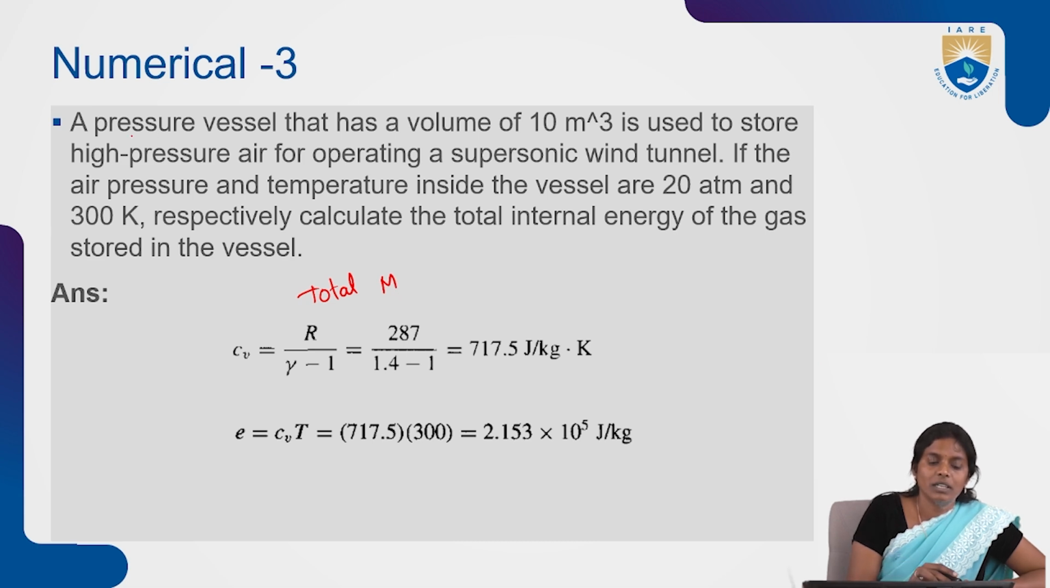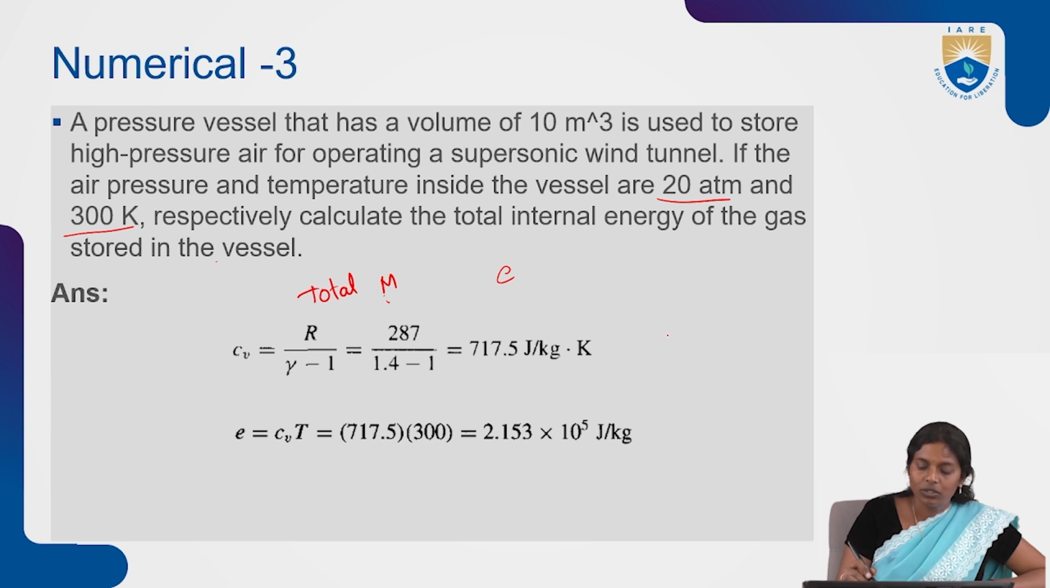In that one, they considered a pressure vessel that has a volume of 10 meter cube, used to store high pressure air for operating a supersonic wind tunnel. The air pressure and temperature are 20 atmosphere and 300 K respectively. In numerical one, they asked us to find the total mass stored in the vessel. Now in this example, they are asking us to calculate the total internal energy of the gas stored in the vessel. Previously it was total mass, now they are asking for the total internal energy.